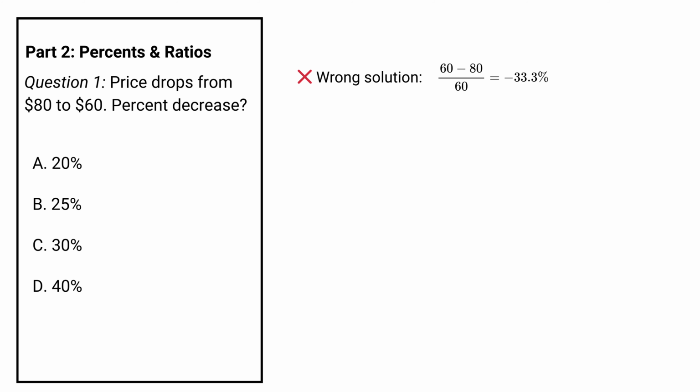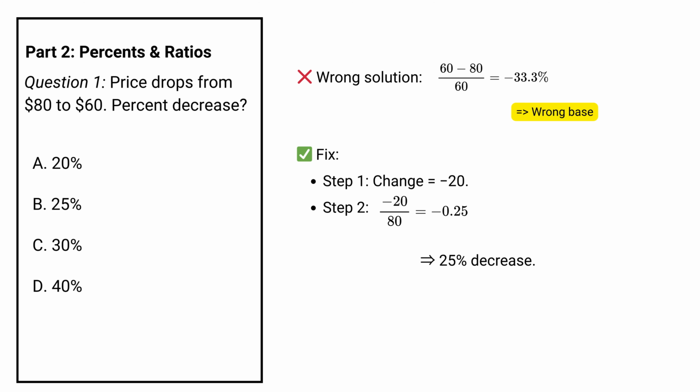A common mistake is to take 60 minus 80, then divide by 60. That gives negative 33.3%, because the wrong base was used. Here's the right way. First, find the change. 80 minus 60 equals 20. It's a decrease, so negative 20.